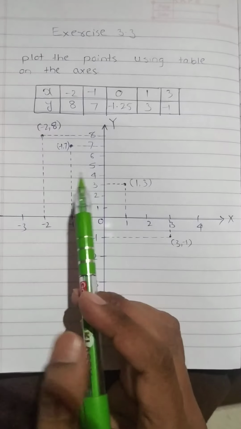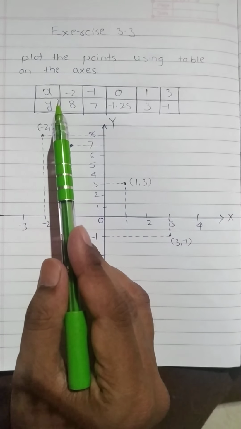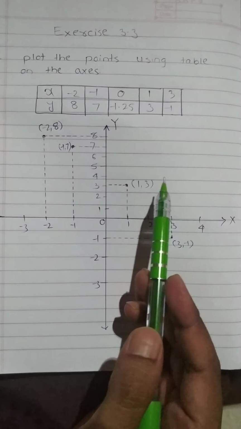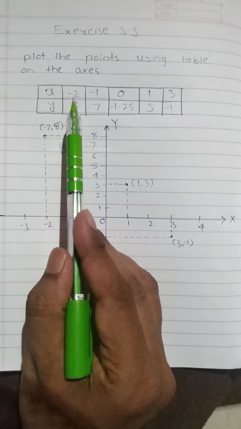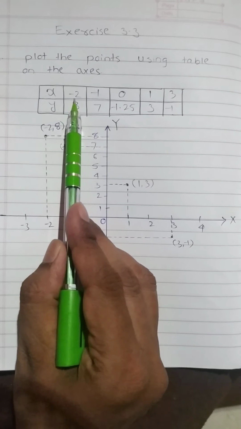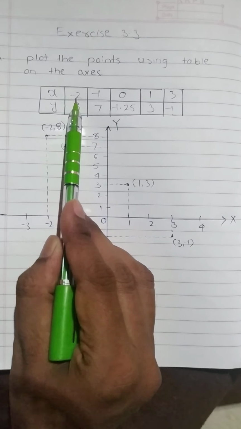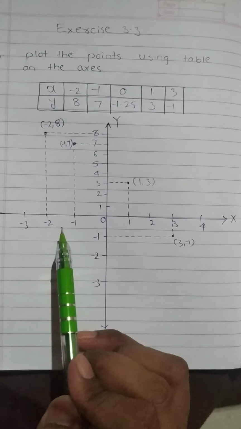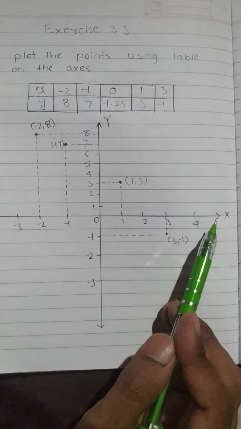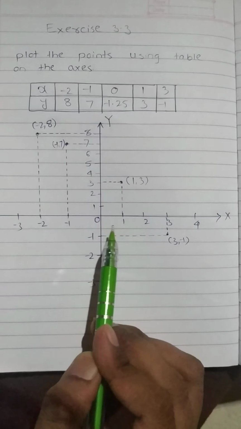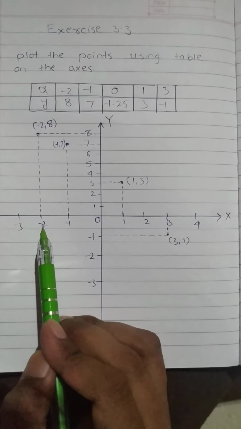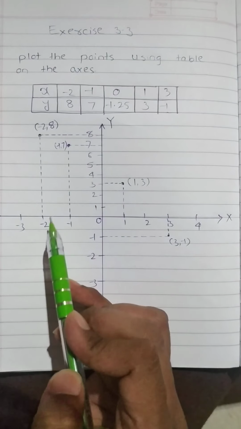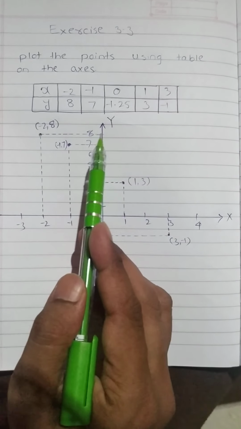So in this we have to plot the points, right? So shall we start? So here we go. First point, x is minus 2 and y is 8. So dear students, initially we have to locate where is minus 2 on the x axis. If you find here, minus 2 comes here, and its corresponding y point is 8.